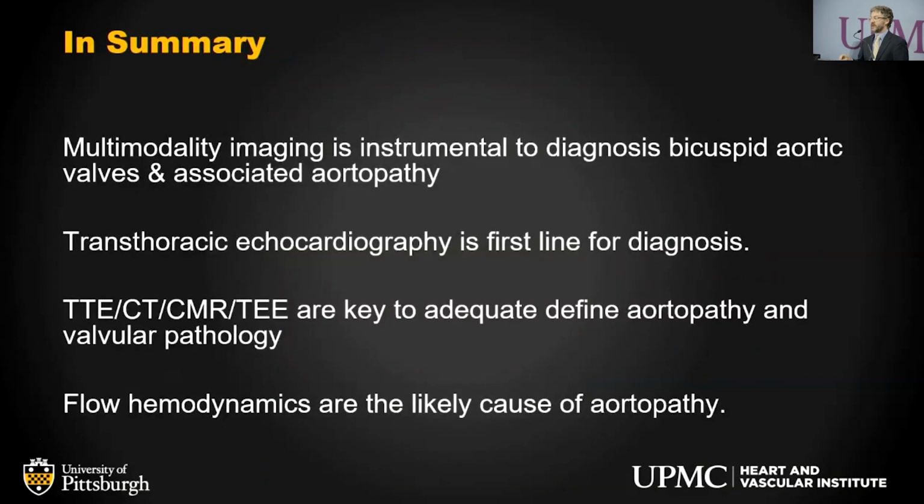So in summary, I think that multimodality imaging is really instrumental in diagnosing the bicuspid aortic valve and to look for aortopathy. I think an echo is our standard first line for diagnosis, but don't be afraid to order other imaging to help diagnose both the aortopathy and the valvular pathology. And although genetics are a major cause here of the valve formation, I think flow dynamics often cause a lot of the aortopathy. So please think about that as you're reviewing your imaging.